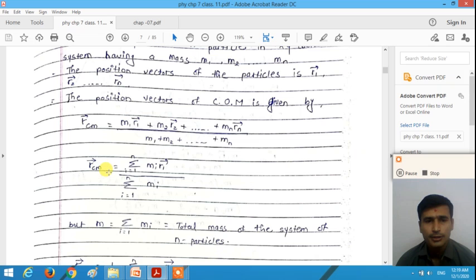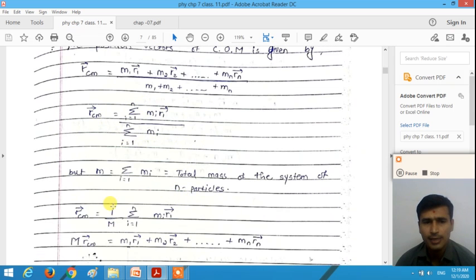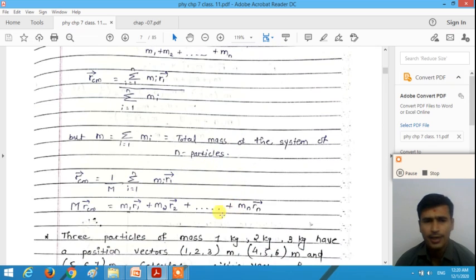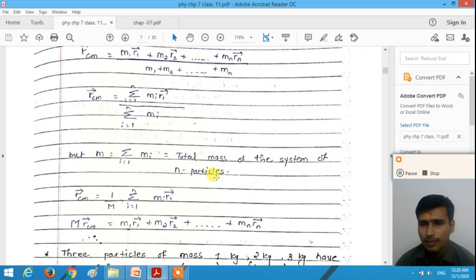RCM is equal to sigma i equals 1 to n of mi into ri divided by sigma i equals 1 to n of mi, where sigma i equals 1 to n of mi is the total mass of the particles, right? So we take a capital M. So RCM is equal to 1 by M sigma i equals 1 to n of mi into ri, right? Or we can write it like this: M into RCM is equal to m1r1 plus m2r2 plus up to mnrn, where capital M is the total mass of the system.